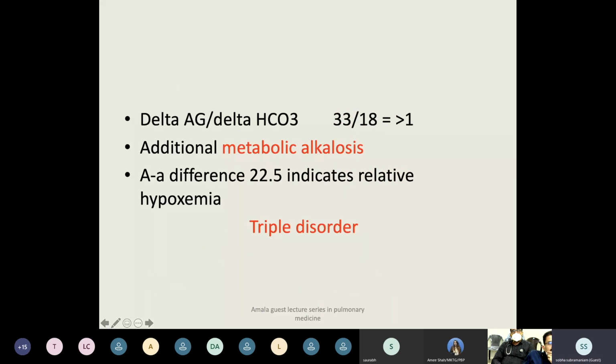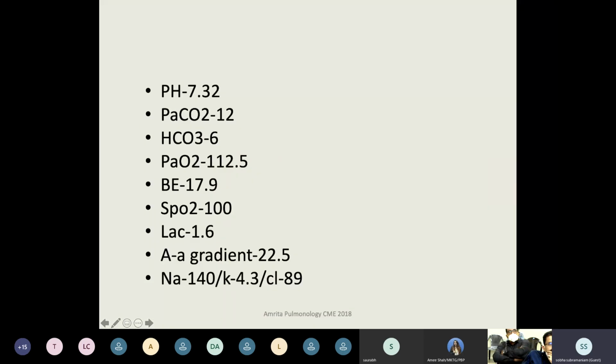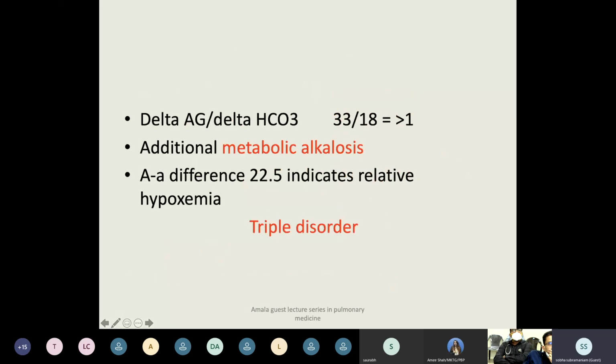Then what is the other thing? What is the delta anion gap, delta bicarb? So 33 by 18, it is more than 1. So there is an additional metabolic alkalosis. And another abnormality which you all found was there was an AA gradient of 22.5. That itself indicates there is a relative hypoxemia due to sepsis. So you have got a triple disorder in this patient.